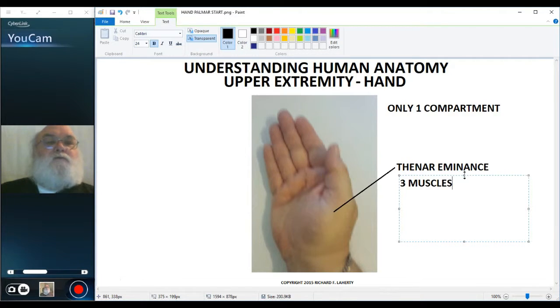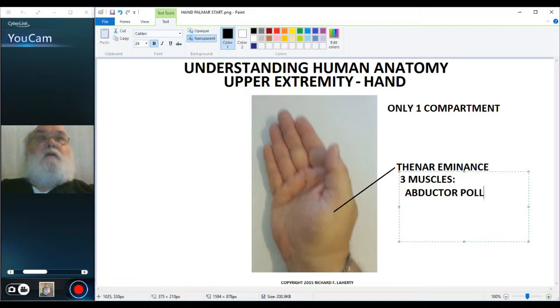And those three muscles are abductor pollicis brevis, opponens pollicis, and flexor pollicis brevis.